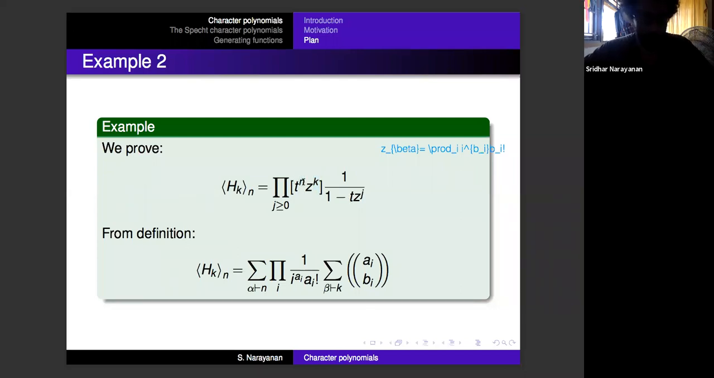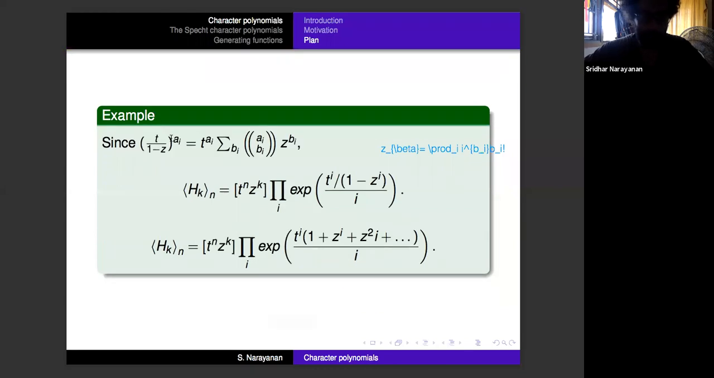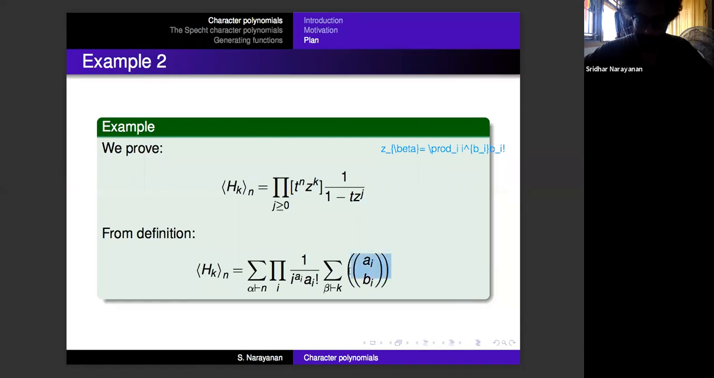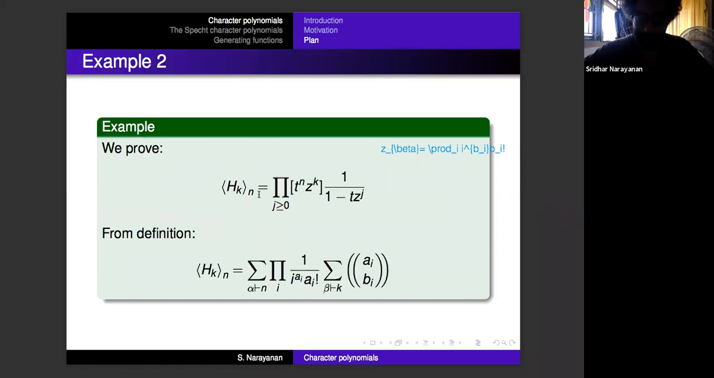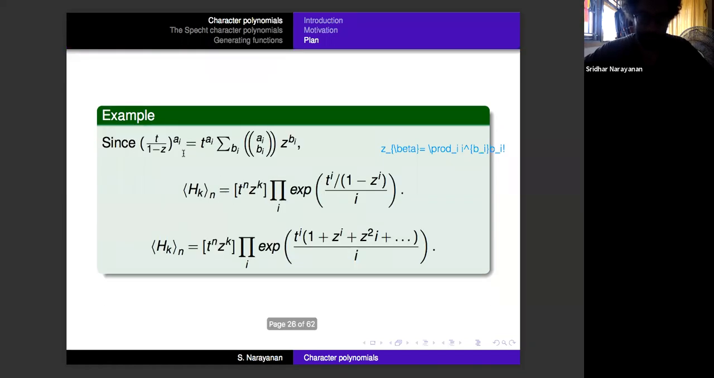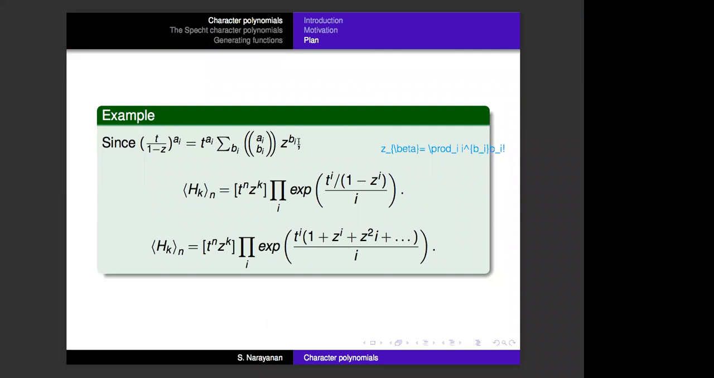So again, we start from the definition. This is all just from definition. And then the crucial step here is recognizing how you get this term, because the rest of it comes with the exponents. You get it by substituting this equation. So it's just t raised to a, whatever. So t has to count the n at which it's evaluated, and then z has to count the k at which it's evaluated. Right? So Sridhar, can you just go back to your previous slide?